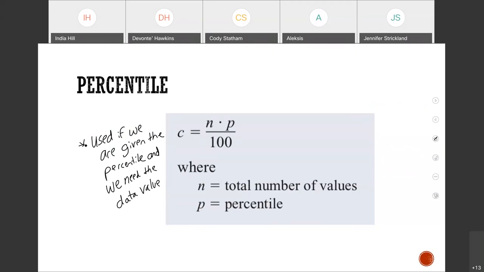Right, so the formula itself is easier in terms of how it looks. C is equal to N times P over 100. They tell you that N is the number of values, which it always is, and P is the percentile, which I think we would guess even if we weren't told that. P stands for percentile.